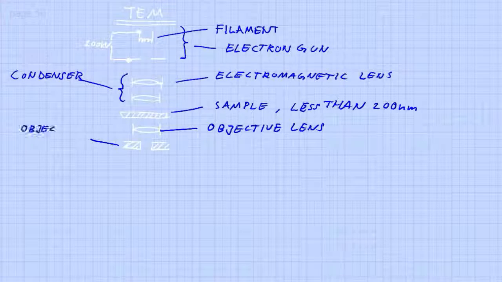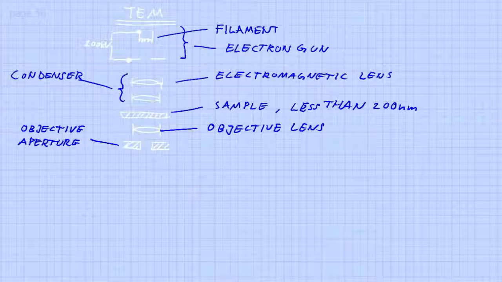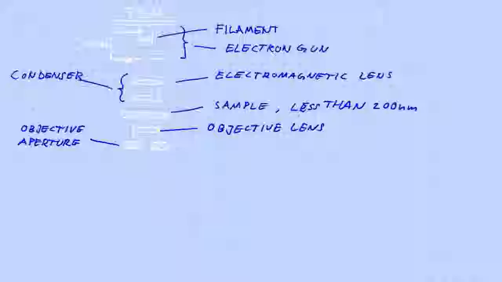And beneath the objective lens comes an aperture. The purpose of this aperture, because it's located in the back focal plane of the lens, is to cancel out the electrons that are deflected in the sample. If you do that, you can increase contrast. And I will discuss this more later on.